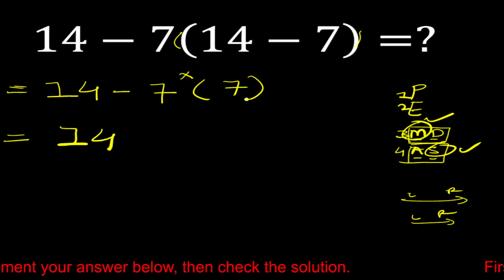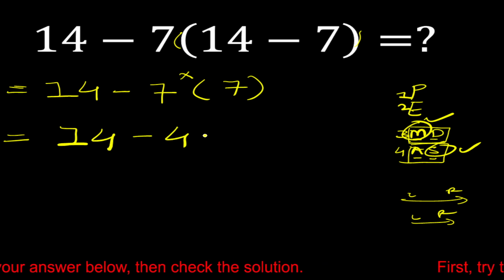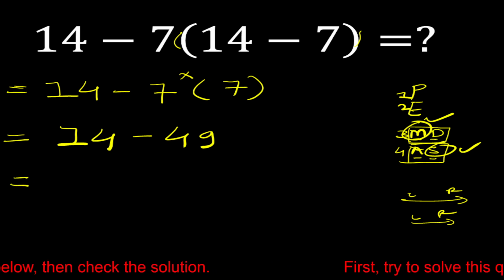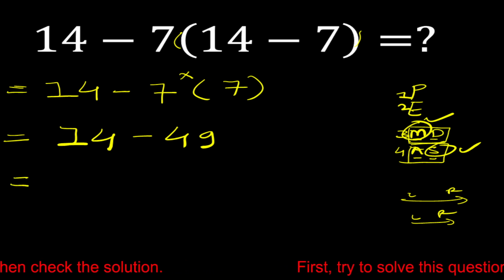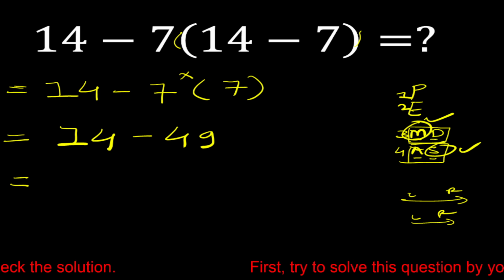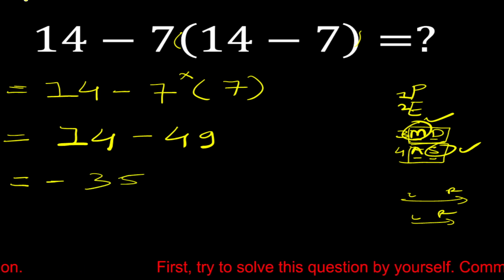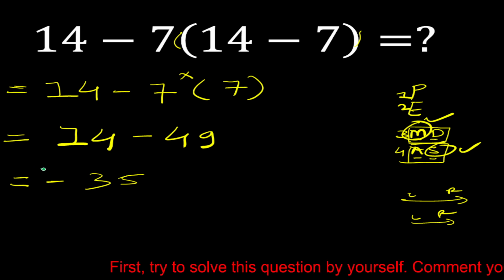Now minus 7 multiplies 7 is equal to minus 49. Now 14 minus 49 is equal to minus 35. Okay. So the correct answer is minus 35.